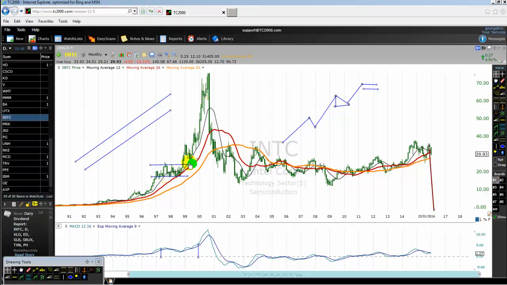Patience, breakout, retest. Sometimes you just break out and run away. You miss it, that's it. You didn't lose money. That's fine. All right?